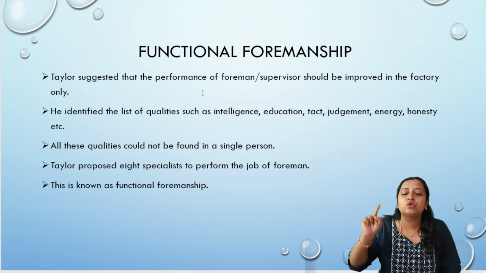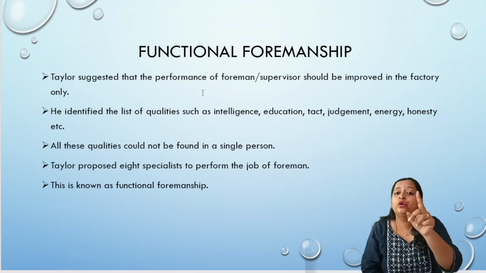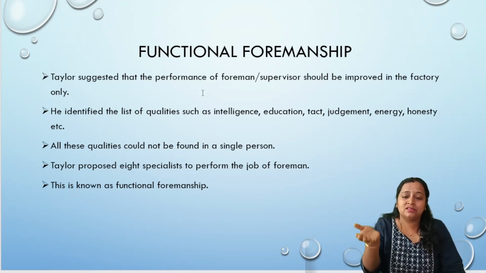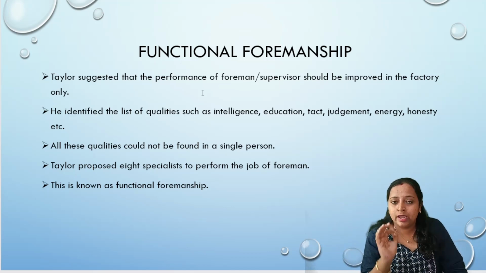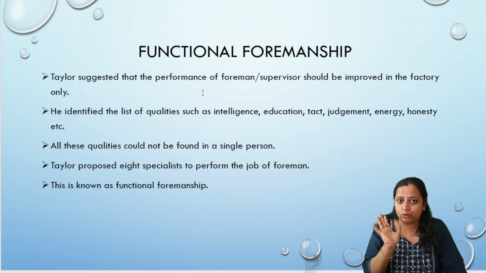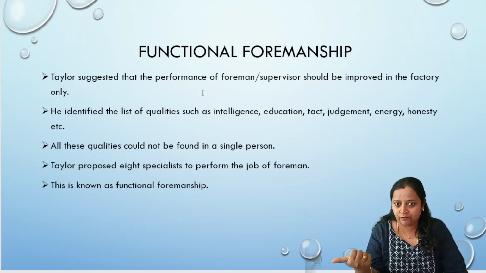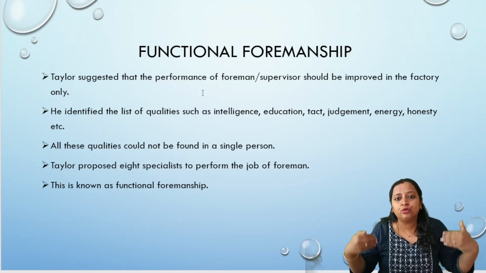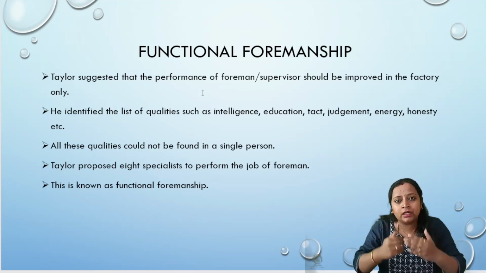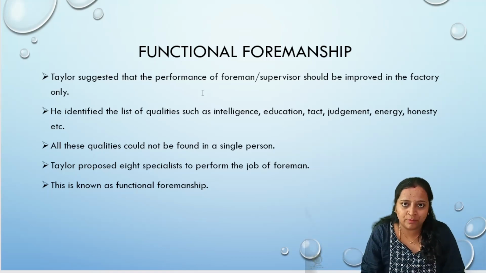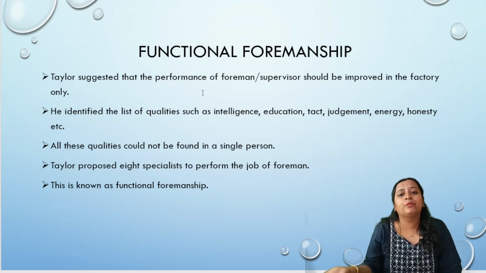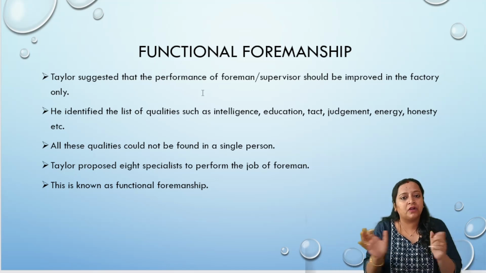When a specialist is going to perform that work, what happens? He is going to do it without any faults. So obviously the performance will increase, the efficiency of the work will increase. Yes or no? Same thing Taylor also followed here. So everything cannot be performed by a foreman, so he has come up with 8 specialists. Each specialist is going to do his particular work, which will directly improve the efficiency of the performance. Then the overall performance of the organization will also increase. That is the major concept of this functional foremanship.